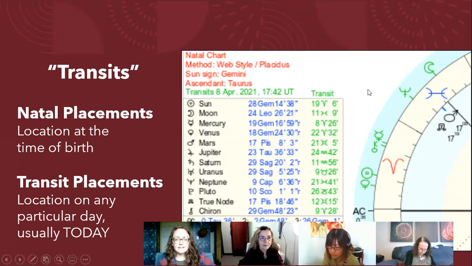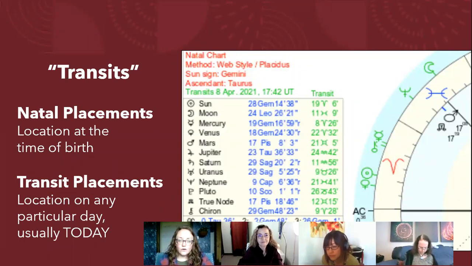And it just updates the little table here. So again, these are your natal placements. That's the same as what we were looking at before. The Mars is at 17 degrees Pisces. But if we go on around, Mars is actually in Gemini at 21 degrees right now today, on April 8th, on Thursday. So that's the difference between natal and transit.